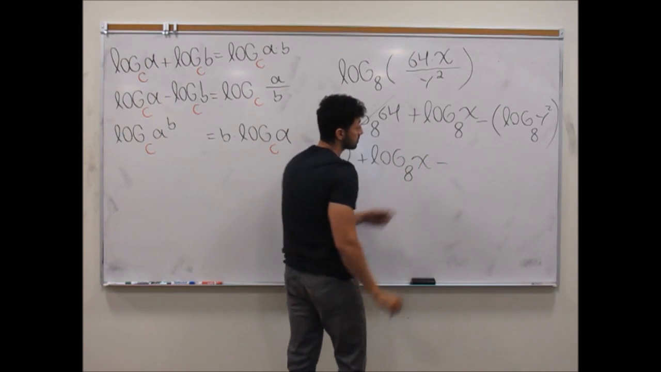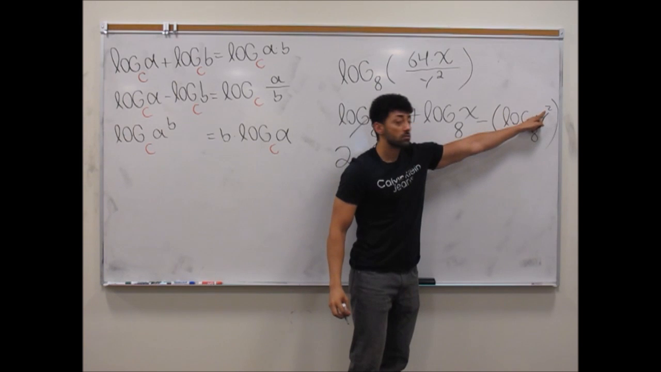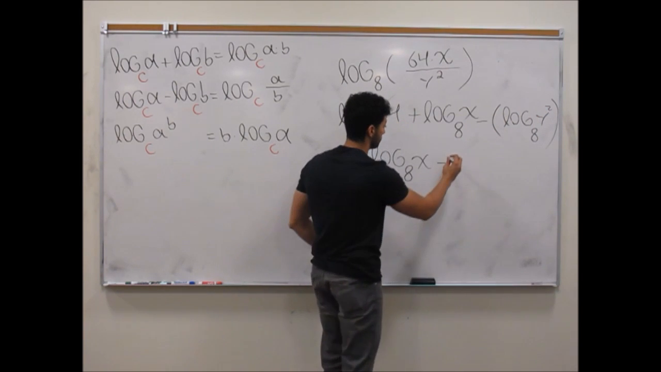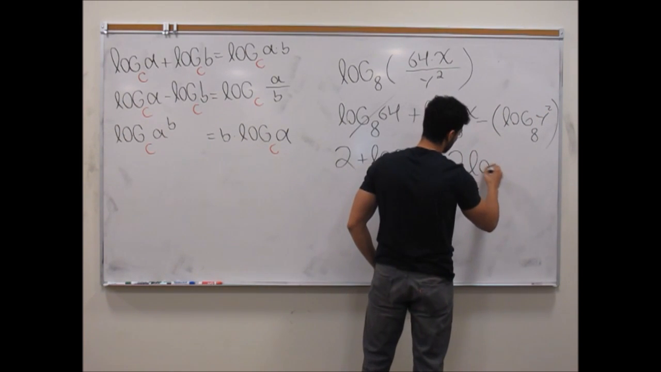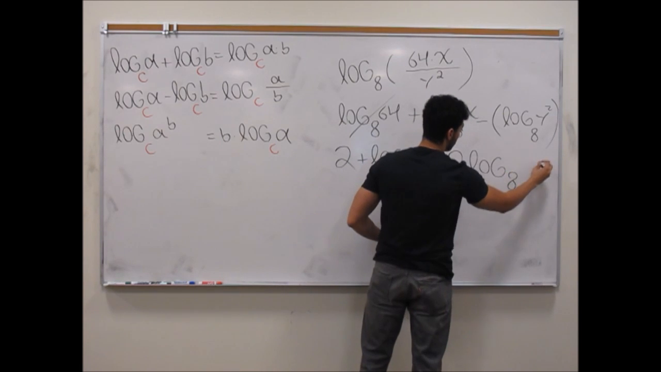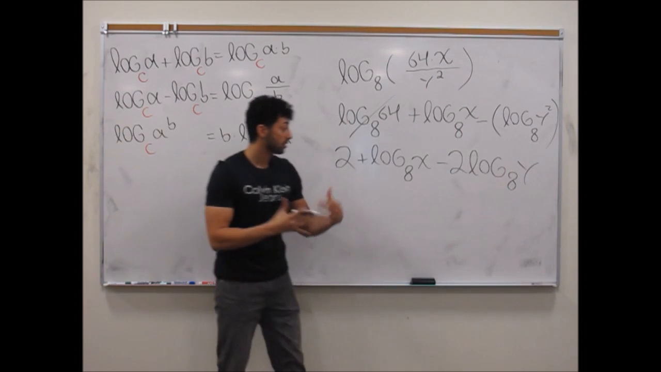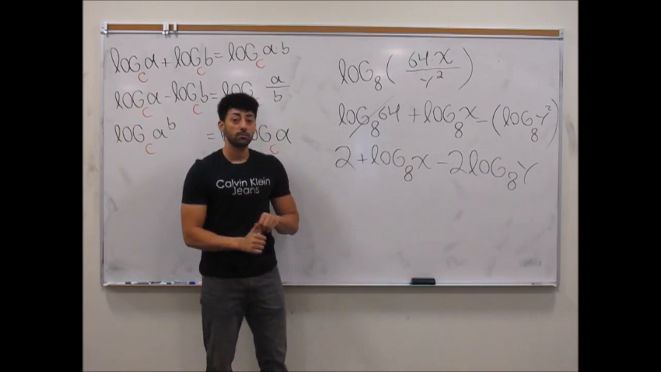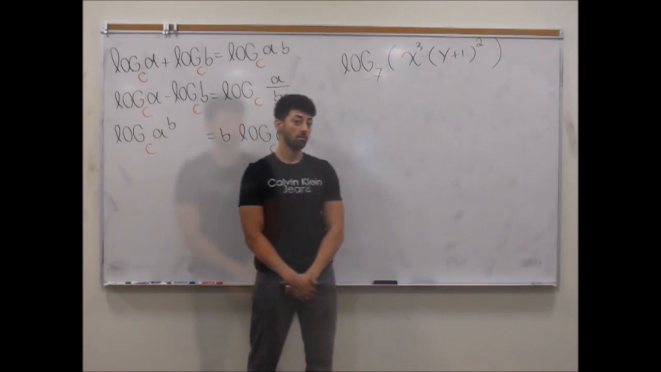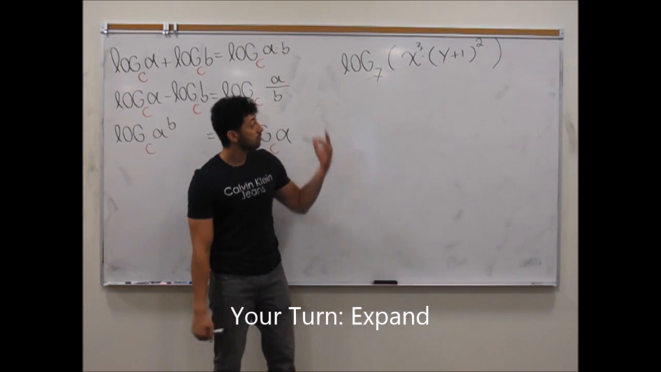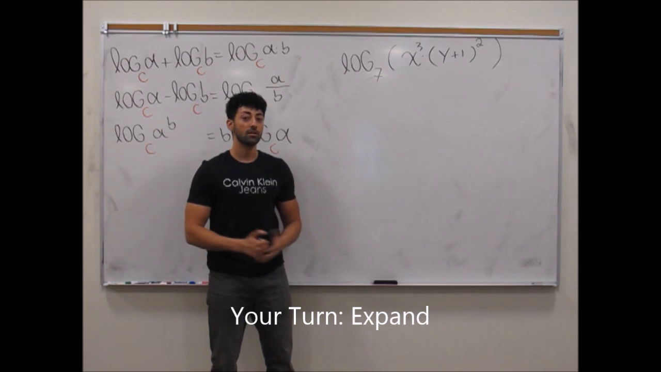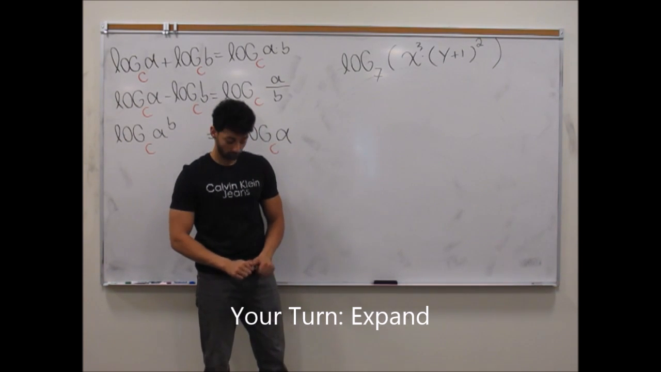So here's the minus, and then we can bring back exponents, right? So we just bring the 2 back. So it'll be 2 log 8 of y, and that's as much as we could expand this thing. So that would be it. Alrighty, so why don't you guys go ahead and give this a shot, pause the video and whatnot, and then I'll go over it with you.